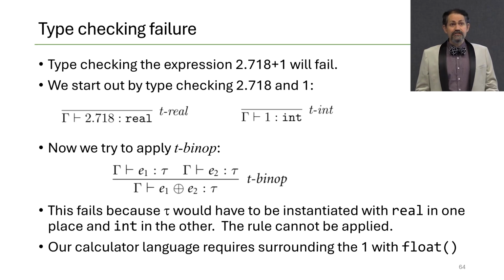Of course, real languages like C might actually just convert the int to a real implicitly. That can be expressed with typing rules too. They just end up being a little bit more complicated to deal with the extra cases.